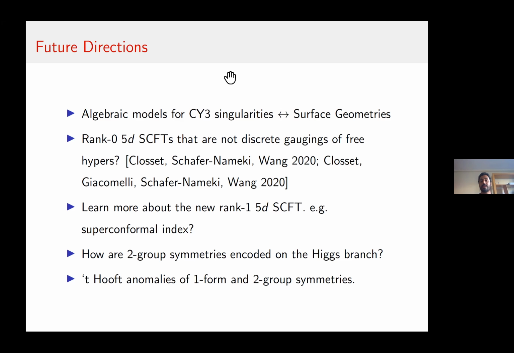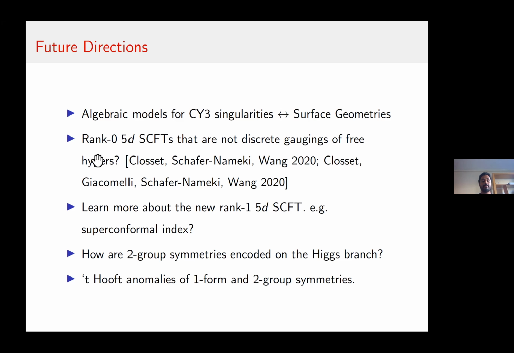Both of these directions need to be understood. How to go from algebraic model to surface geometry is pretty much understood. You simply resolve the Calabi-Yau singularity. It's the other direction which is less well understood.